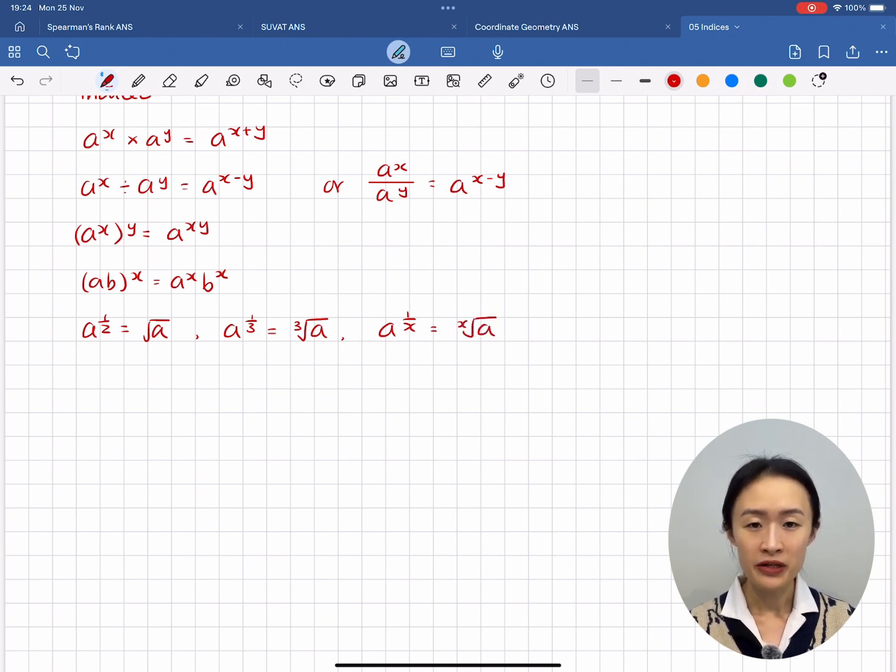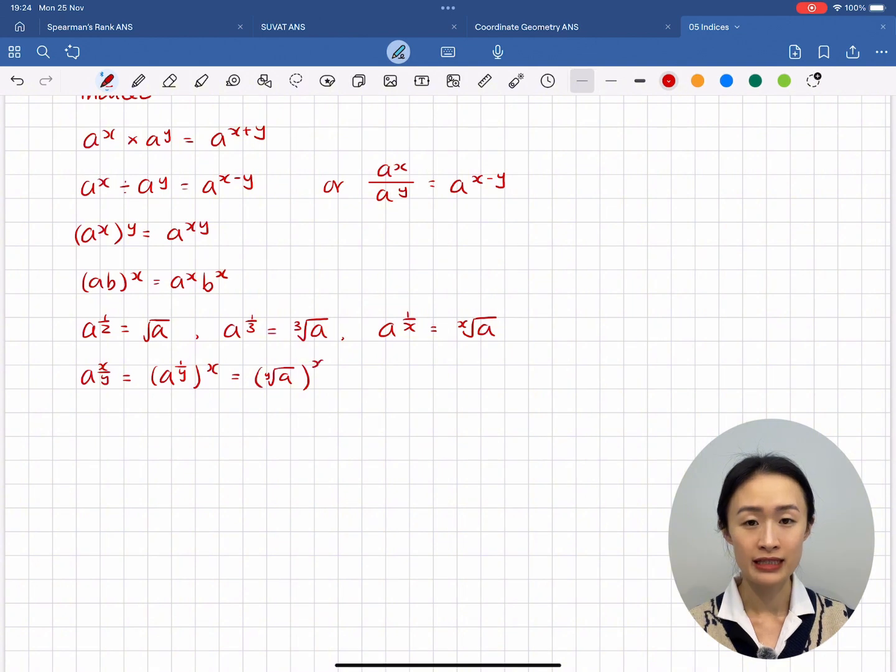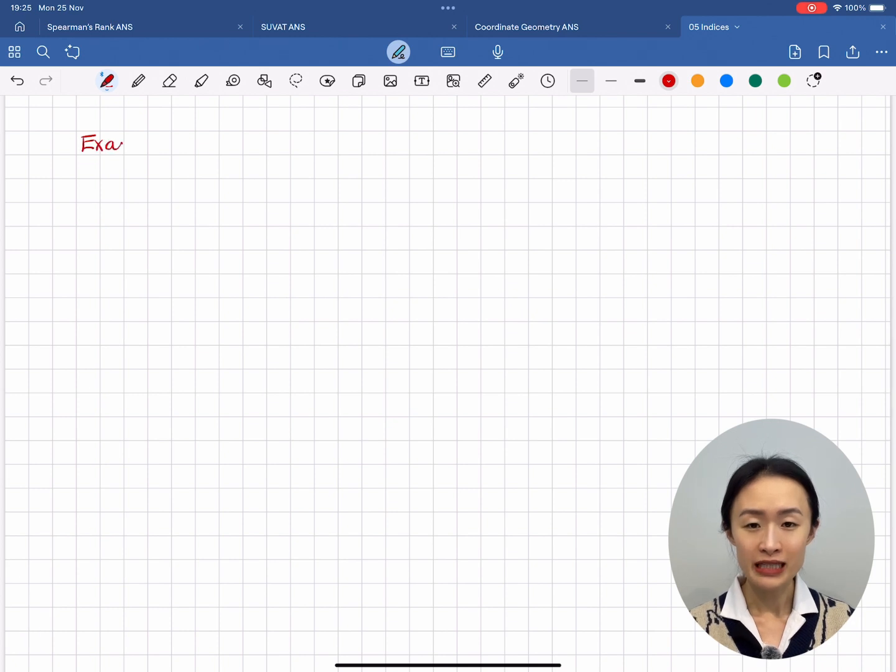So by combining the previous two rules, a to the x over y can be written as a to the 1 over y times x. So that is the same as a to the power of 1 over y to the power of x. That means take the yth root of a and then raise it to the power of x. And then finally, we have a over b to the power of x, that is a to the x over b to the x. So let's go through some examples.